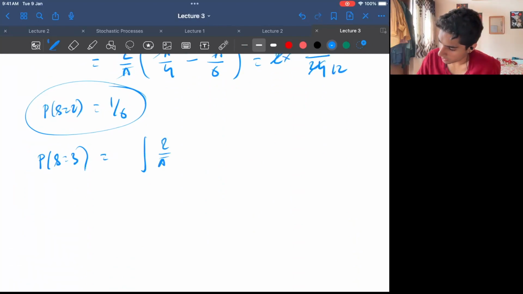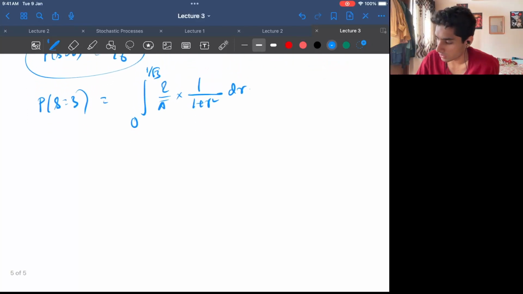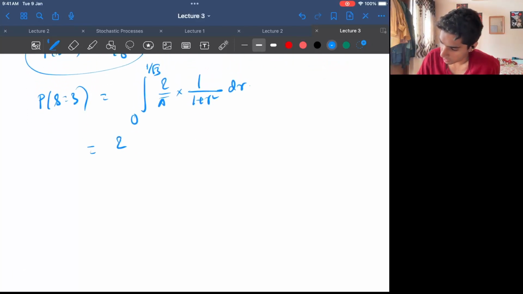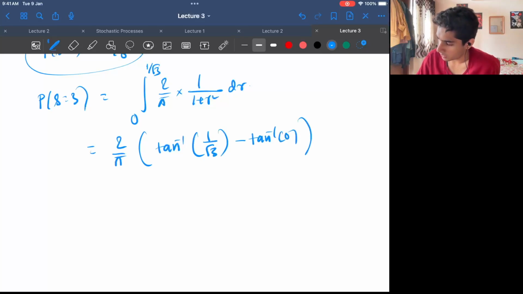This will be 2 by pi into the integral of 1 over 1 plus r square dr from 0 to 1 by root 3. So it's just about changing the limits and calculating the integral, that's all. I hope you can see that there is nothing new here, and I will skip the intermediate steps. It will be tan inverse 1 by root 3 minus tan inverse 0, right?